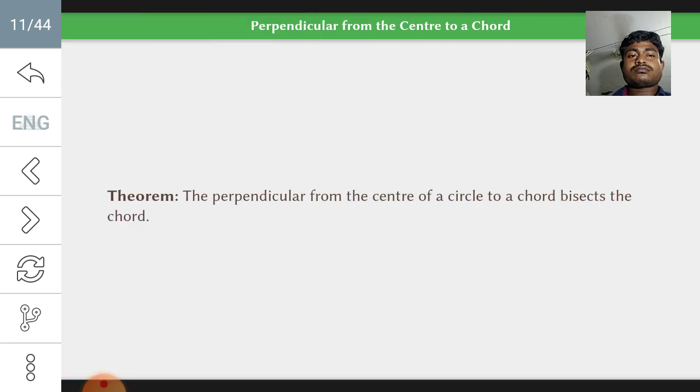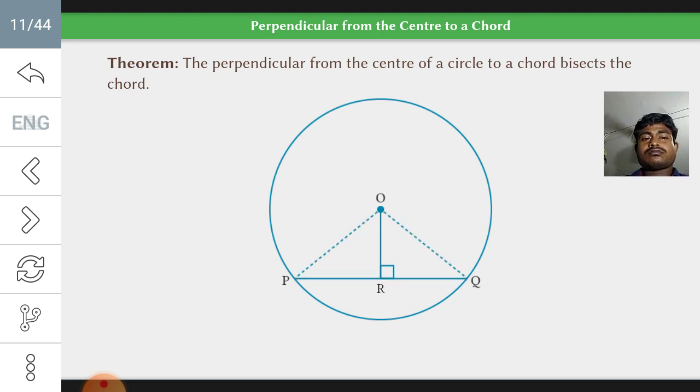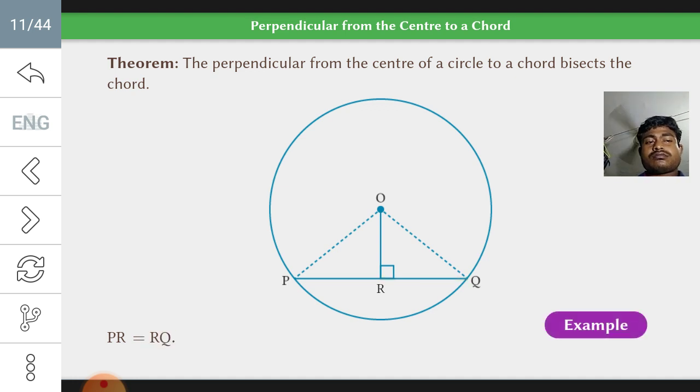The perpendicular from the center of a circle to a chord bisects the chord. O is the center of a circle and PQ is a chord. If we drop a perpendicular from the center O onto the chord PQ at R, then OR will bisect the chord PQ. Therefore, PR is equal to RQ. Tap the button to understand this better with an example.